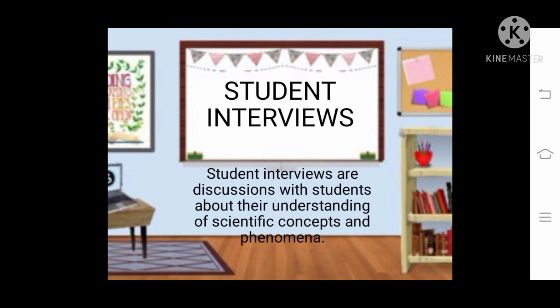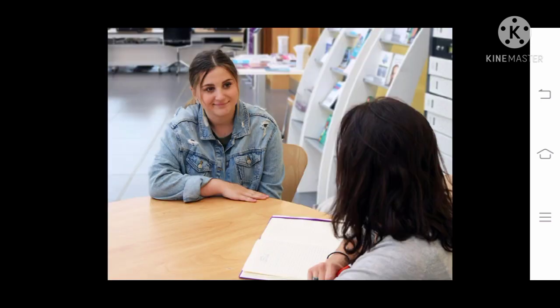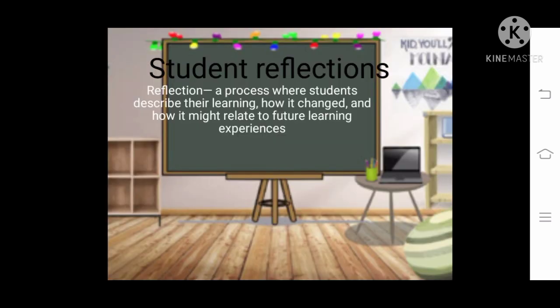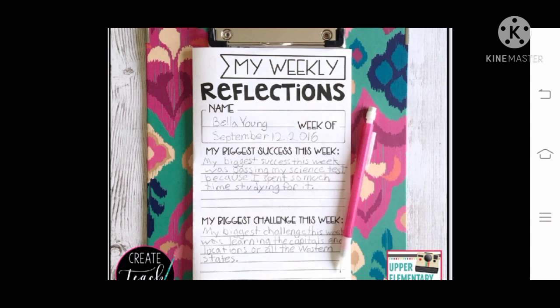Student interviews are discussions with the student about their understanding of scientific concepts and phenomena. In a student interview, you will ask your students what they learned and what the difficult topics are that they didn't understand. Student reflections: reflection is a process where students describe their learning, how it changed, and how it might relate to future learning experiences. This is an example of reflection. The student will make a reflection about what they learned and what they watched.